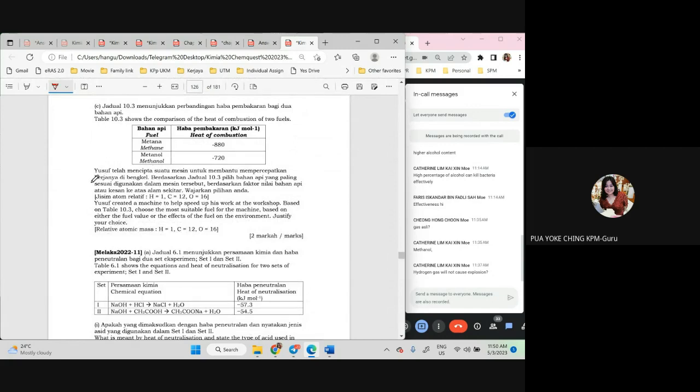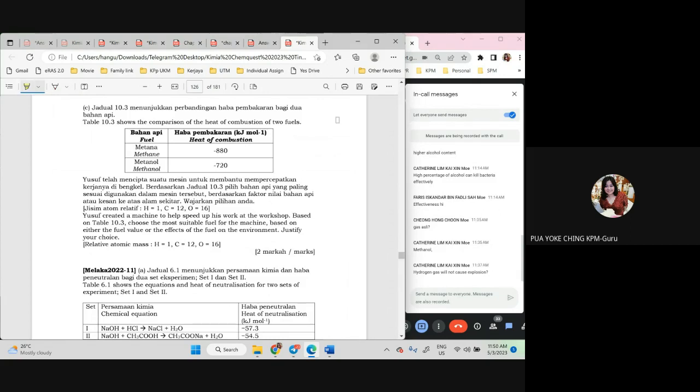Okay, this one kena jaga because you see the question. Yusuf created a machine to help speed up his work at the workshop. Based on table 10.3, choose the most suitable fuel for the machine based on either fuel value or the effect of the fuel on the environment. Justify your choice. So, your answer reason is only either fuel value or effect of the fuel. So, if you choose methane, so your answer will depend on fuel value.